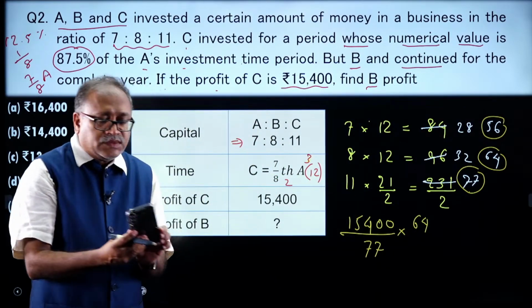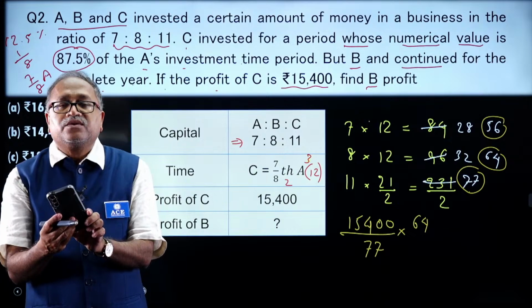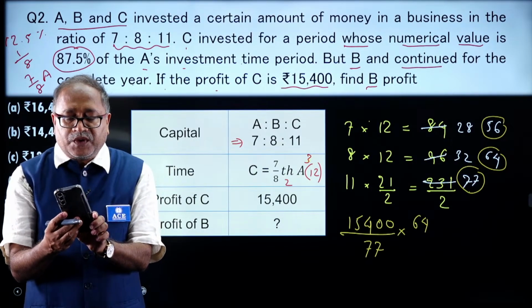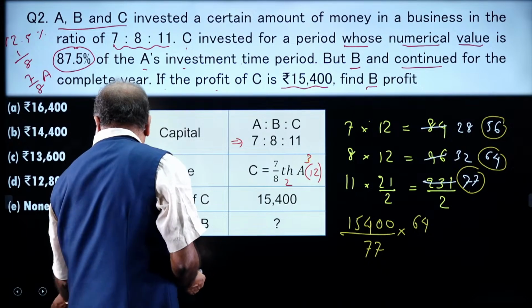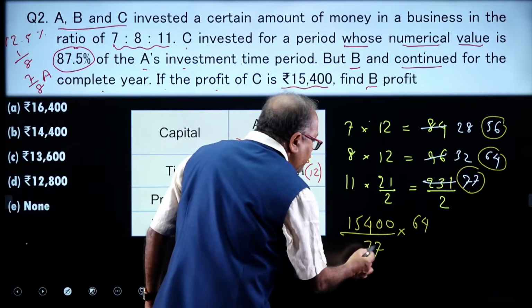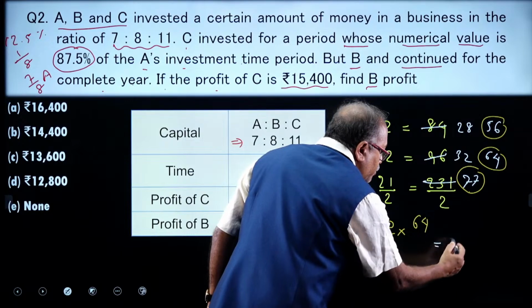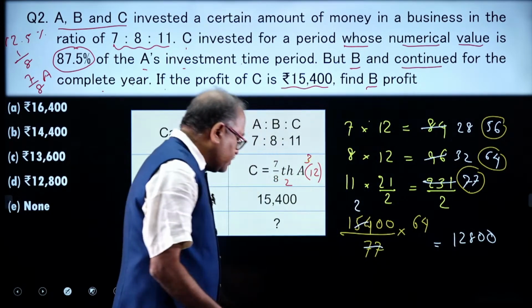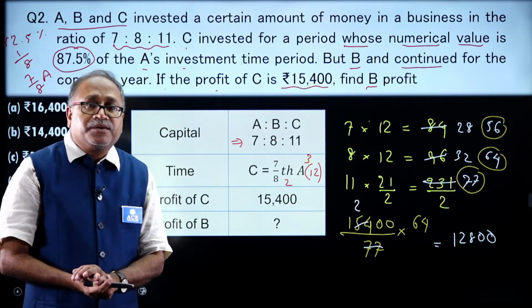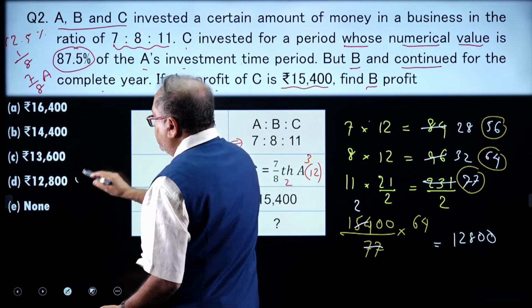Aman, you must have done it by this time. Jaswant, you must have understood how to respond to the question. Let's complete the rest of this calculation. Consider it as practice. This is 200, and 200 into 64 you get 12800. That's your answer. So these are the options, 12800.